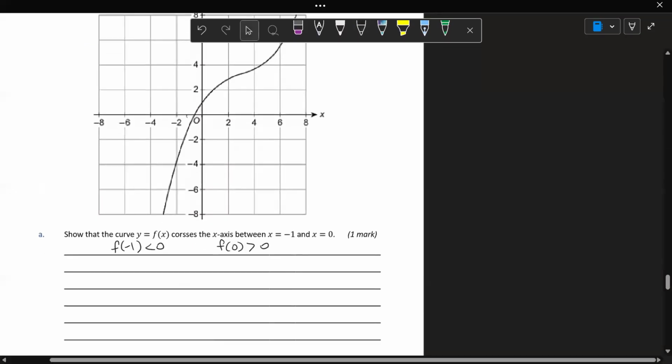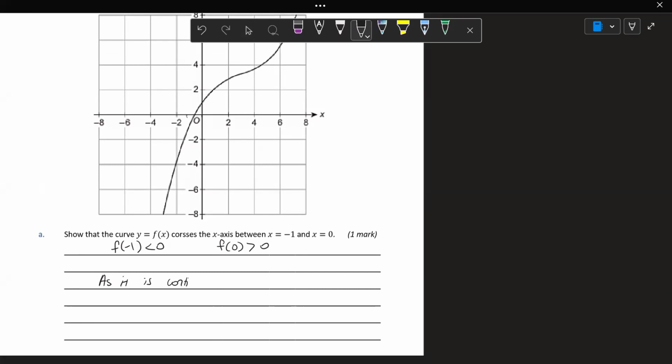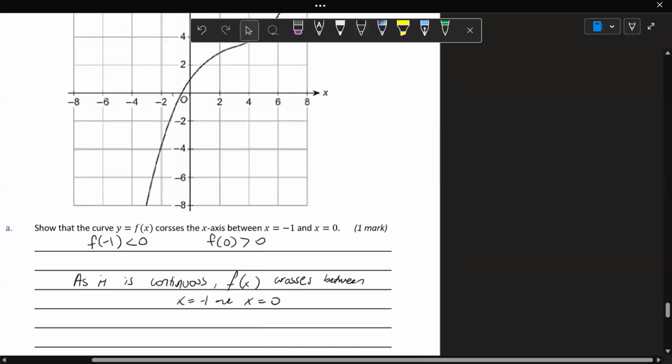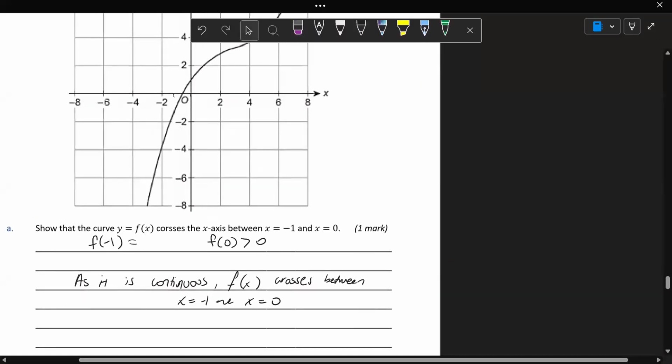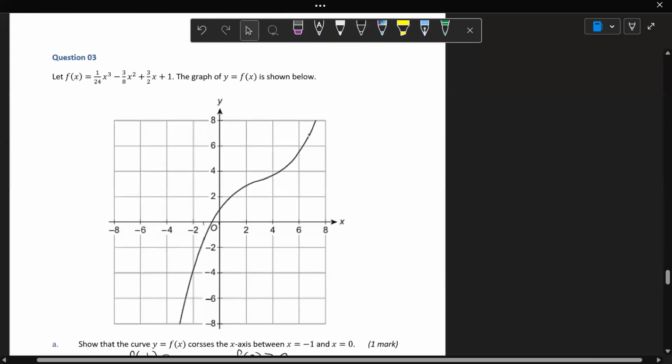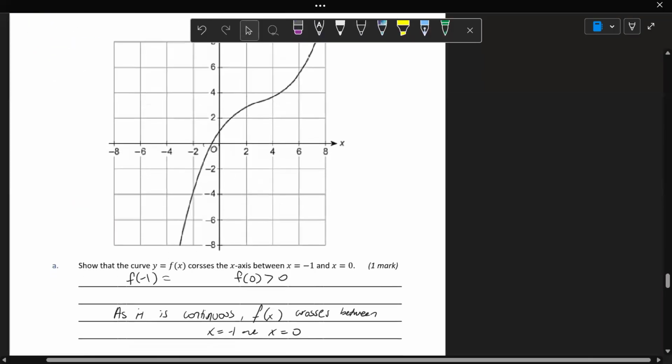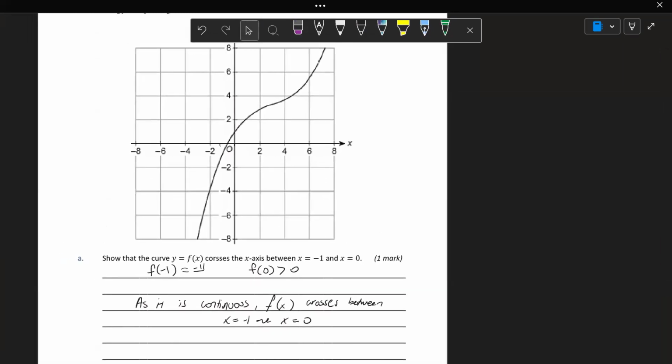Therefore, as it is continuous, f of x crosses between. That's literally just it. I should also show the values. So f of -1 here is -11/12, and f of 0 is 1.